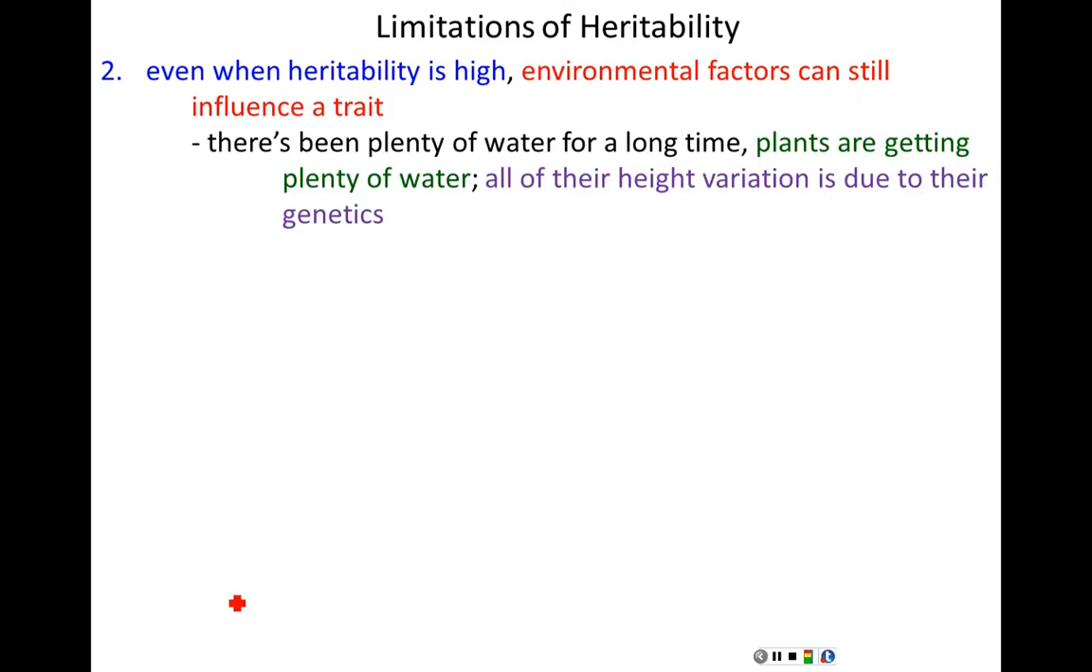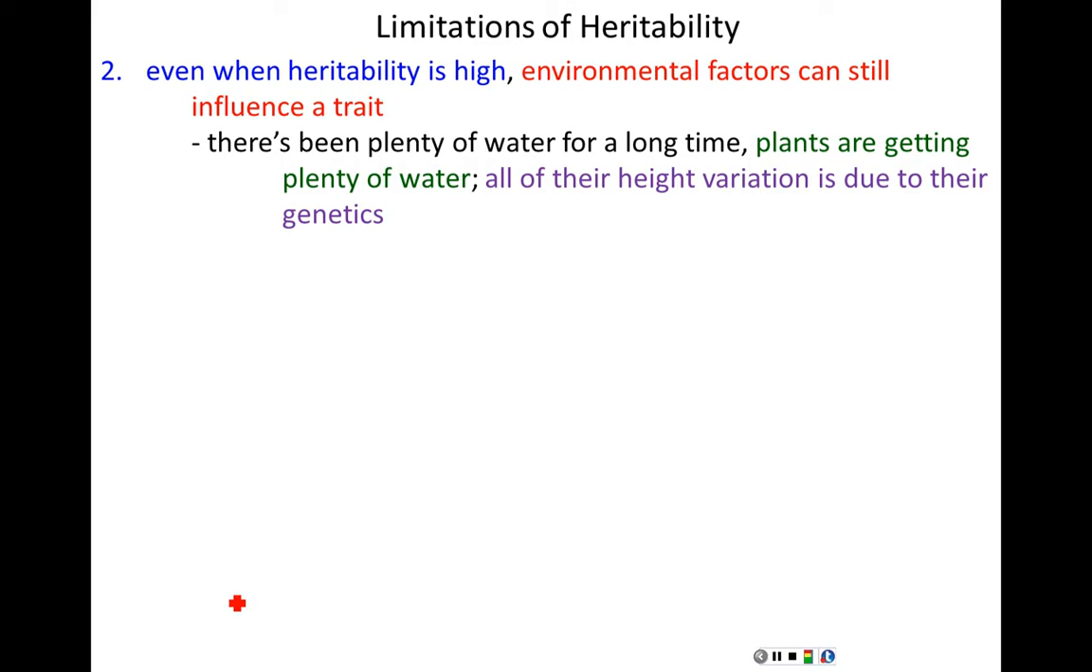Imagine this. There's plenty of water in a field. The water's been in the field for a long time. It's been raining in that field for decades. Plants are getting plenty of water. All of their variation in height is due to their genetics. High heritability, low environmental component.